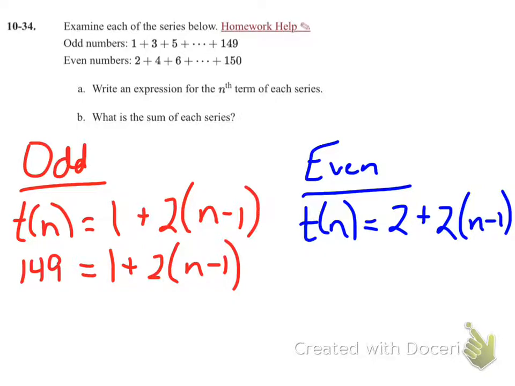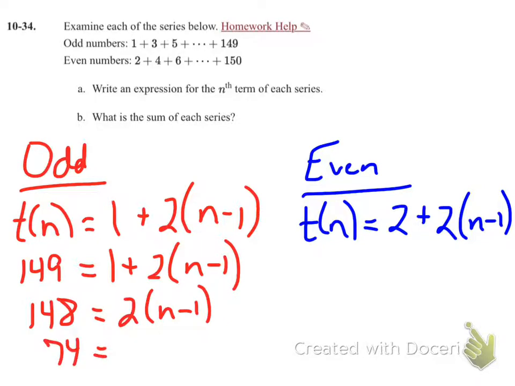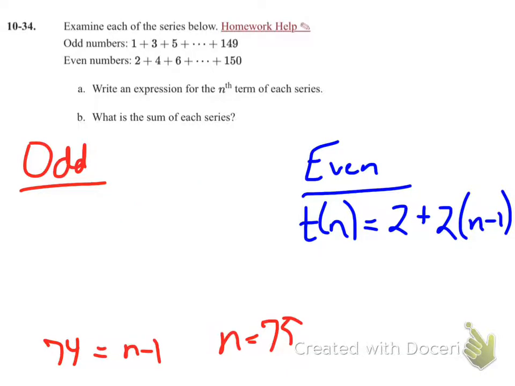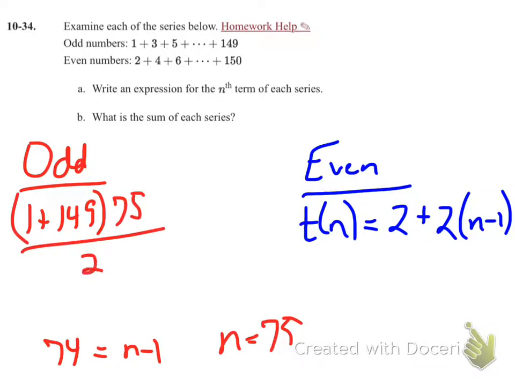So I subtract the 1 from both sides. I get 148 equals 2n minus 1. I'm going to divide by 2 and get 74 equals n minus 1. And that means n equals 75. Once I have that, the sum will be first term plus last term times my number of terms divided by 2.